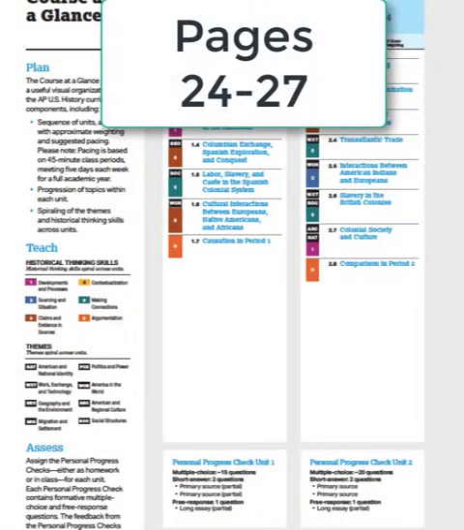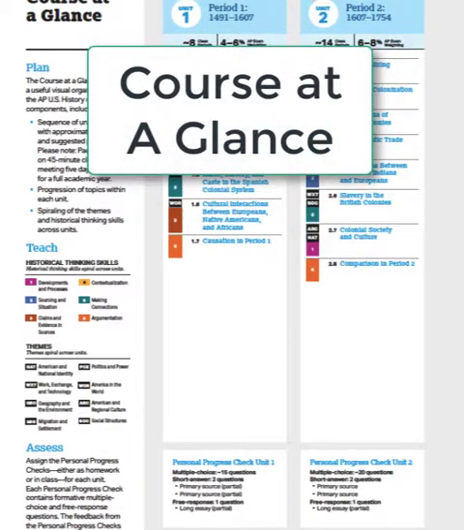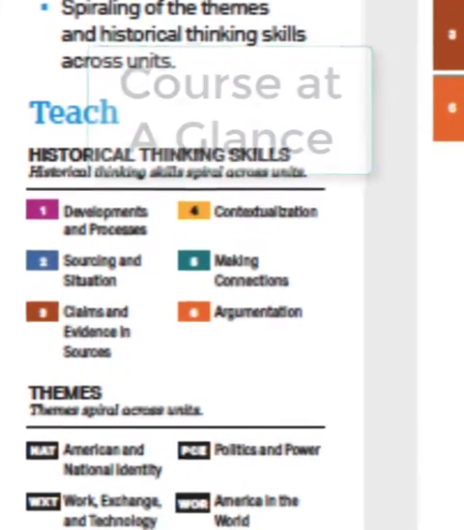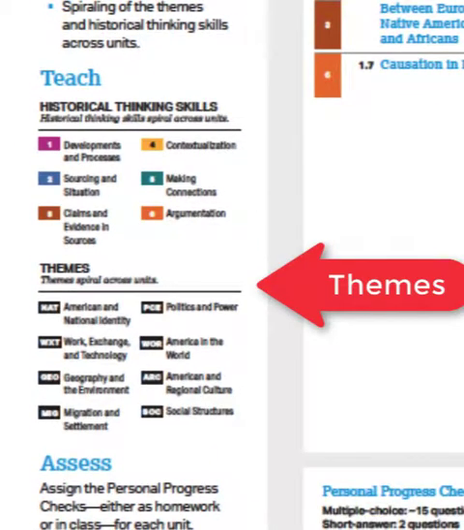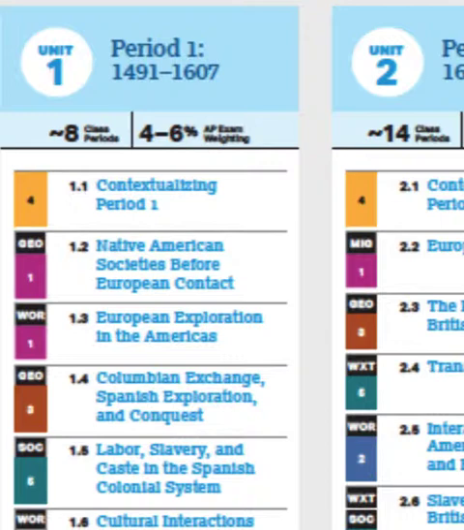So the next really important part is found on pages 24 to 27, and it's the course at a glance. The purpose of these pages is for you to get an overall idea about where the historical thinking skills, the themes, and the units are within the course. Now, what's really important that they've done here is to provide a scope and sequence of all these things for you in each one of the units.